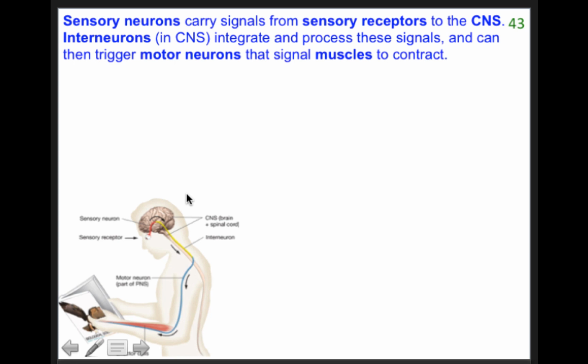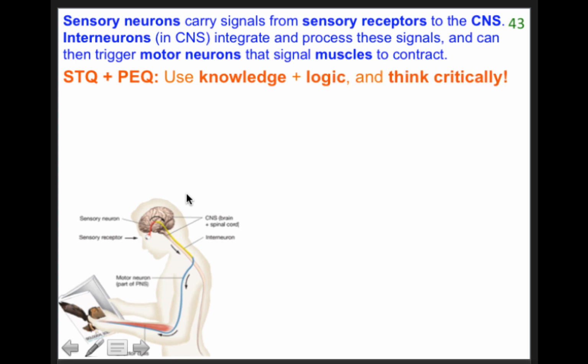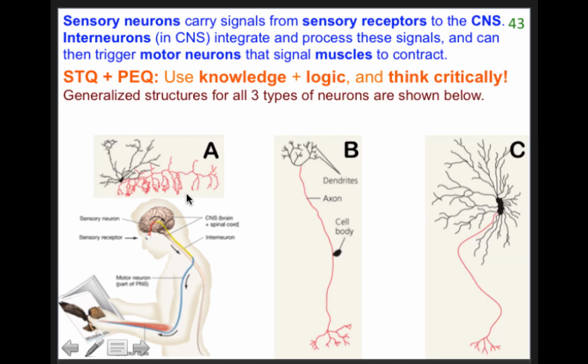Okay, so as a scientific thinking question as well as a practice exam question, what I want you to do is draw upon what you know so far about nerves and nervous systems, and also just use your sense of logic and critical thinking in order to answer this question. All right, so here we have neuron A, B, and C, and these are very generalized structures for the three types of neurons that we pointed out earlier.